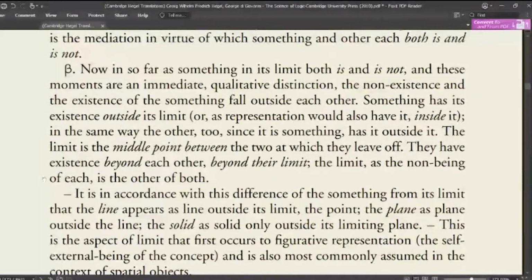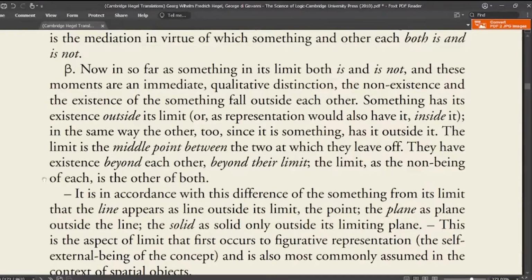Something has its existence outside its limit, or as representation would have it, inside it. In the same way, the other too, since it is something, has it outside it. The limit is the middle point between the two at which they leave off. They have existence beyond each other, beyond their limit. The limit, as the non-being of each, is the other of both.